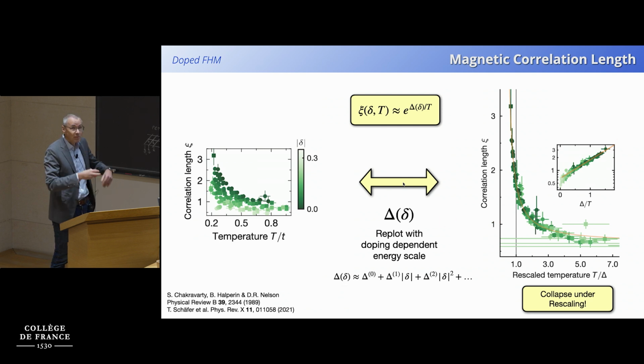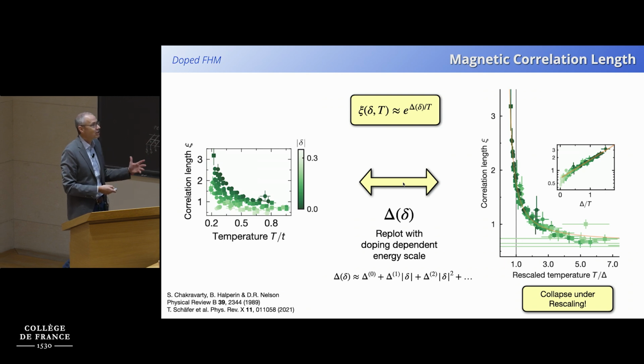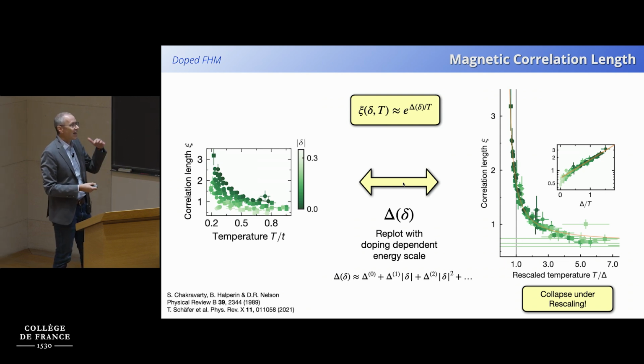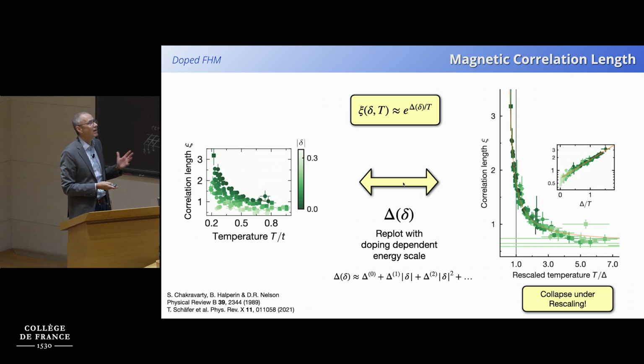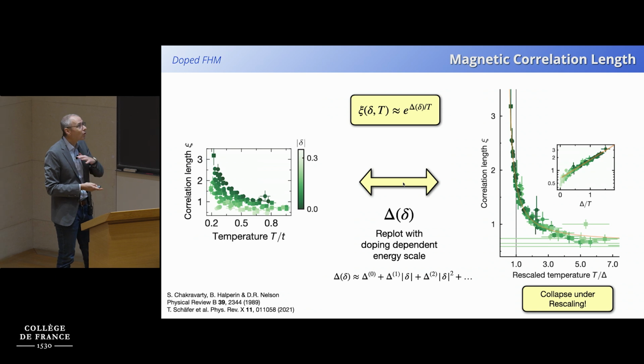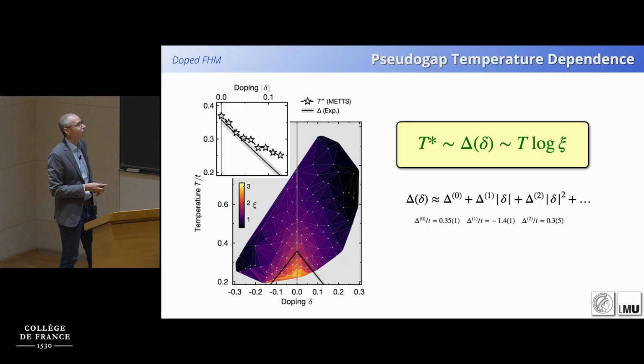Okay? So just by finding this universal behavior, we find a new energy scale, or put it the other way around, replotting the data in this universal energy scale delta gives us universal behavior of the magnetic correlations in the system over all different doping degrees of freedom.